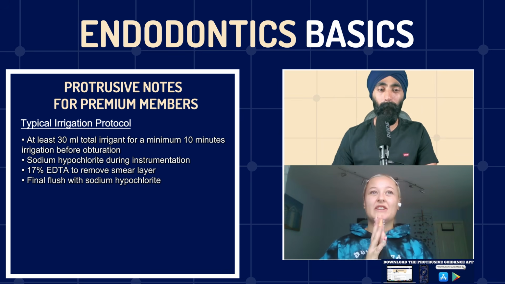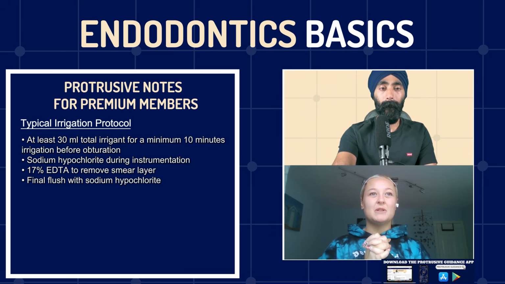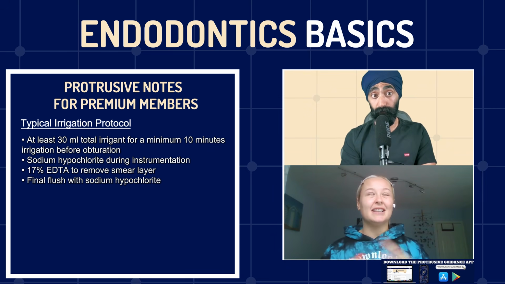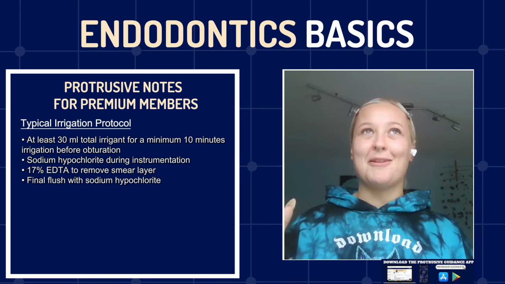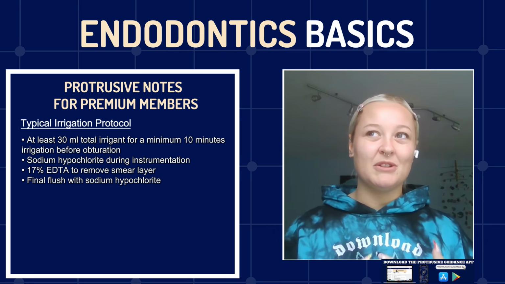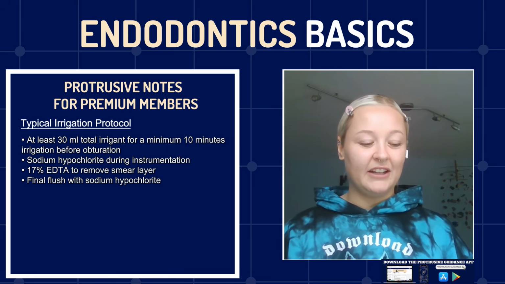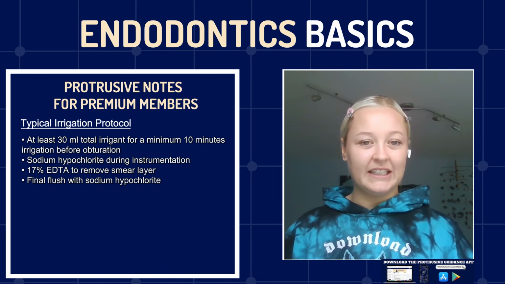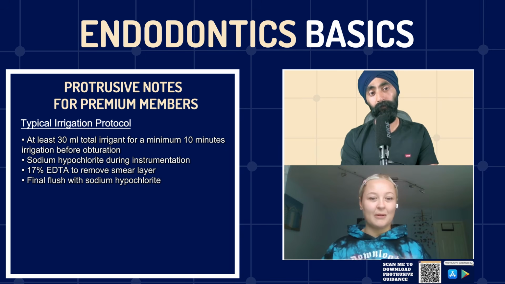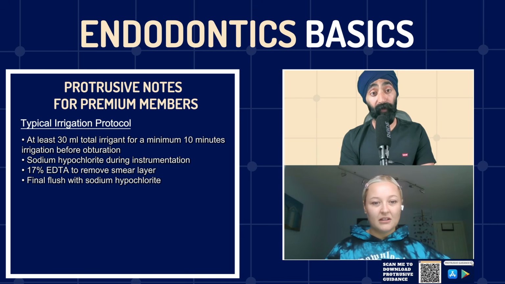But again, with the irrigation protocol, we're taught to do at least 30 mil, at least 10 minutes before obturation in each canal, irrigating with sodium hypochlorite, then your 17% EDTA, and then a final flush with sodium hypochlorite. Is that pretty standard? Yeah. Yeah, that's pretty standard to use hypochlorite.